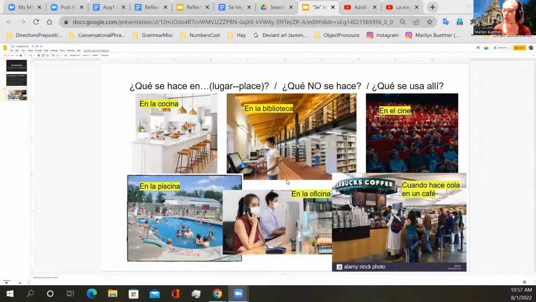Es una piscina muy ocupada, con mucha gente, llena de gente, full of people. En la piscina, no se corre. Sí, no se corre. You do not run. No se corre. And that is just singular. No se corre. One does not run.